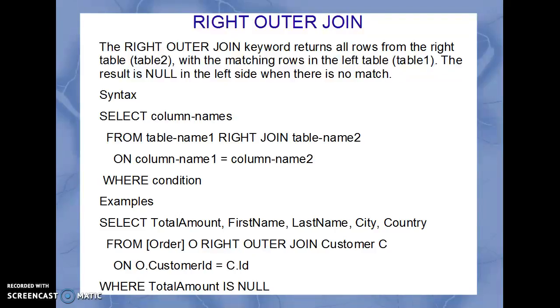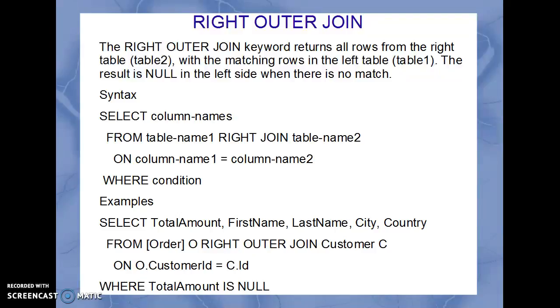Let's see how it performs. Right outer join is also a keyword. It returns all the rows from the right side table, along with the matching rows in the left table. The result is null on the left side where there is no matching. If it retrieves null values, that means there is no matching value.